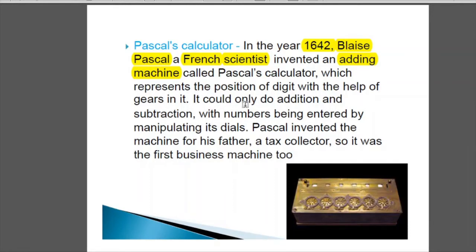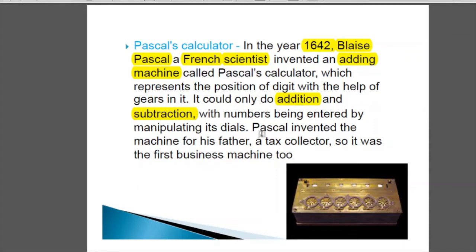It could only do addition and subtraction. This machine can only perform addition and subtraction with numbers being entered by manipulating its dial. So it was not like modern calculators. It has some gears inside it. Some machinery was there through which numbers were inputted and addition and subtraction was performed.